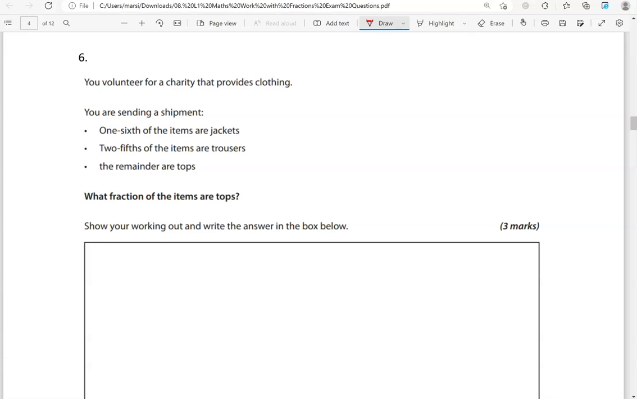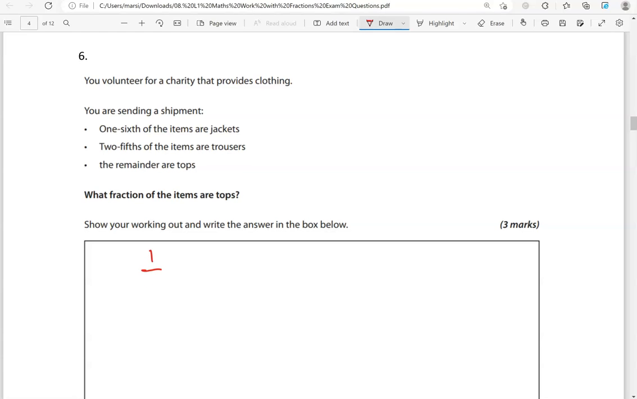You volunteer for a charity that provides clothing. You're sending a shipment. 1/6 of the items are jackets, 2/5 of the items are trousers, the remainder are tops. What fraction of the items are tops? Show your working out and write the answer in the box below.